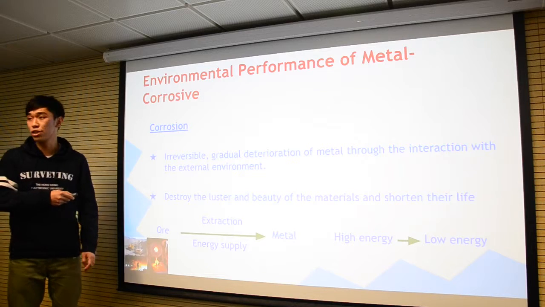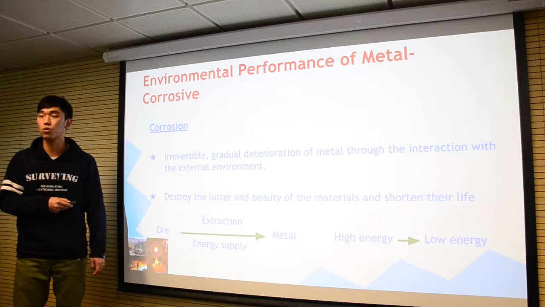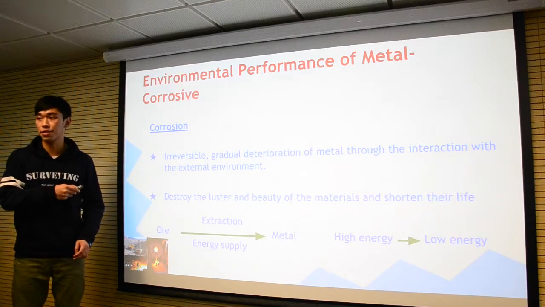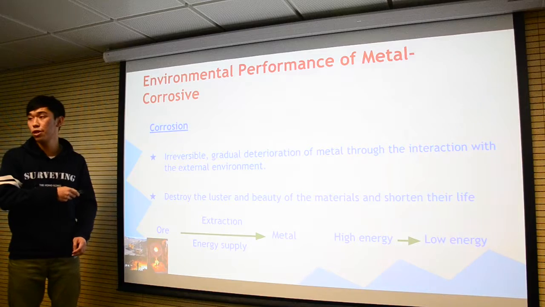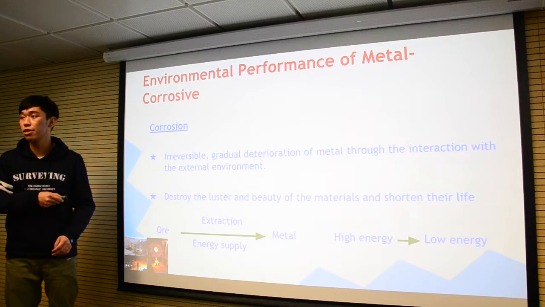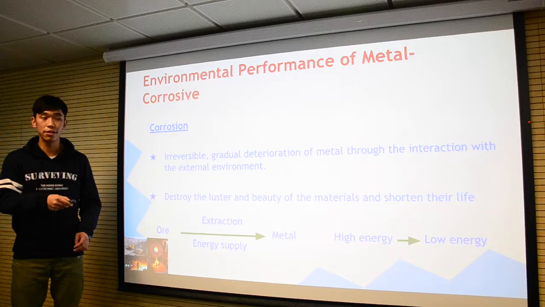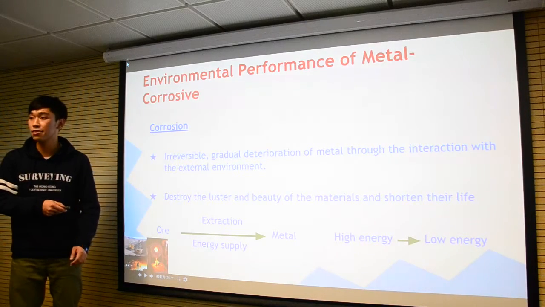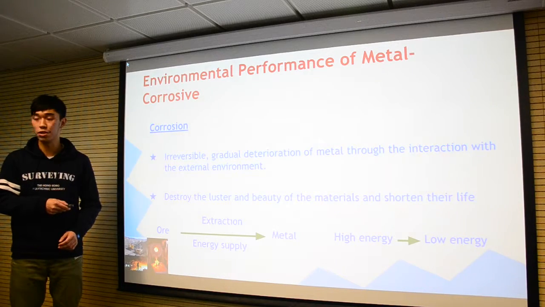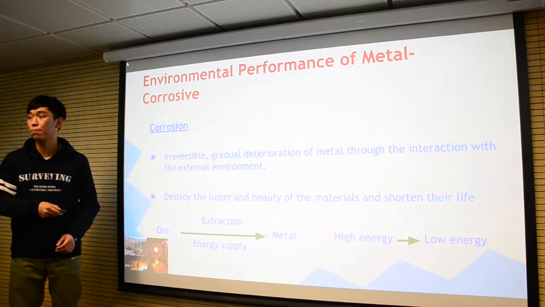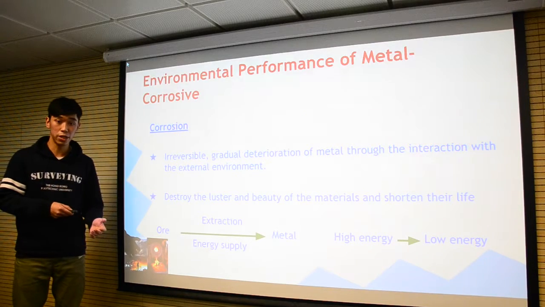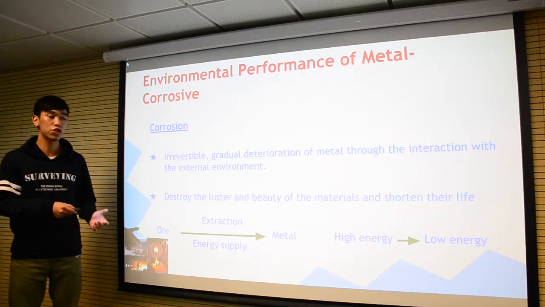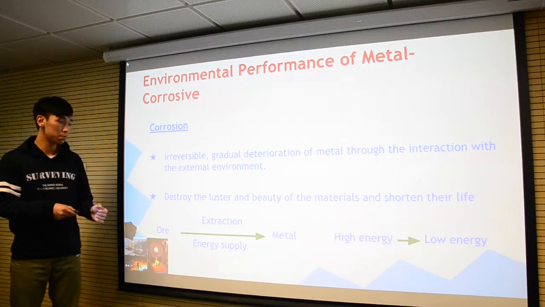Okay, now I'm going to talk about the environmental performance of the metals, which concerns their corrosive nature. First, I will define what corrosion is. Corrosion is defined as an irreversible reaction. It is the gradual deterioration of metals through the interaction between the metals and the external environment. It is also regarded as an undesirable phenomenon because it destroys the luster and beauty of the materials. Not only the appearance, but also the functions. Corrosion can also shorten the life of the metals.